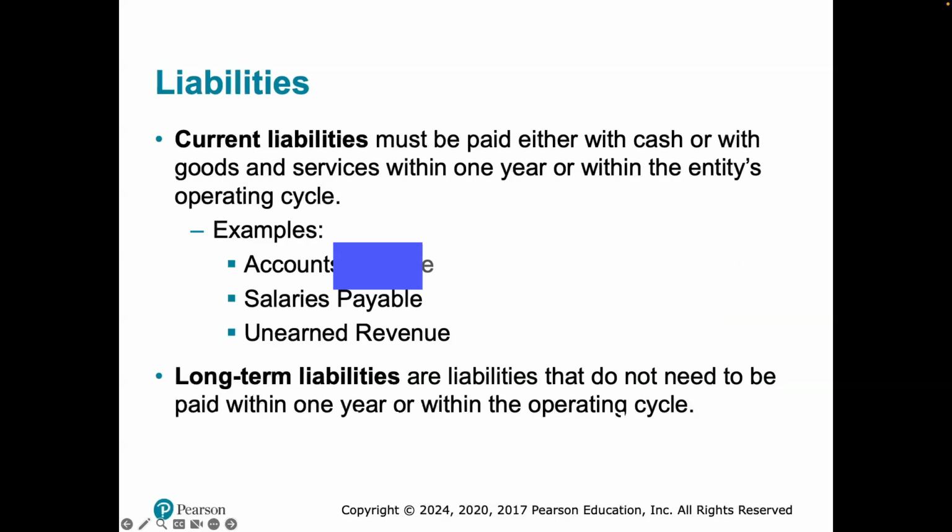Current liabilities must be paid either with cash or with goods and services within 1 year or within the entity's operating cycle. So, examples of current liabilities, we're looking at accounts payable. Usually, those are only 30 days. Salaries payable are most of the time less than 30 days. Usually, the longest time period you'll have for salaries payable is 15 days, or a day for even a month time period. And then you have unearned revenue, right?